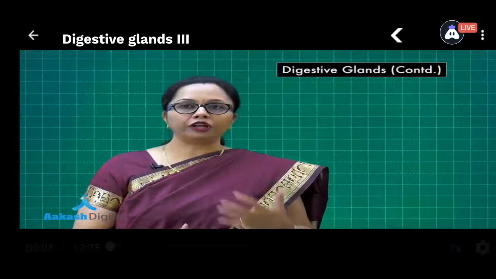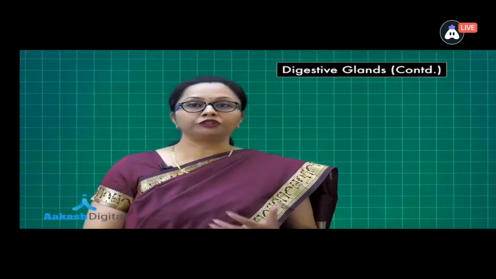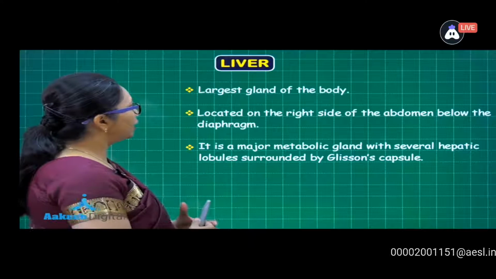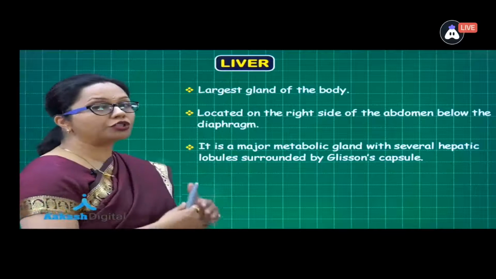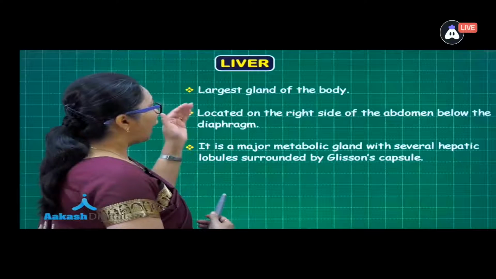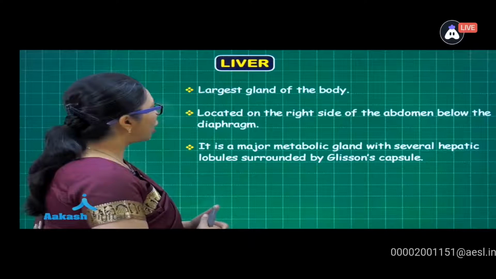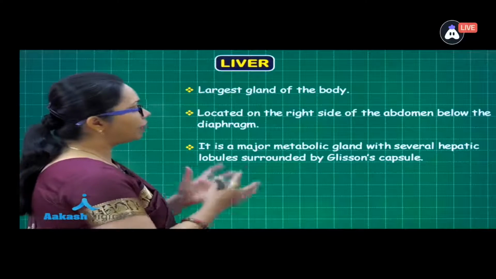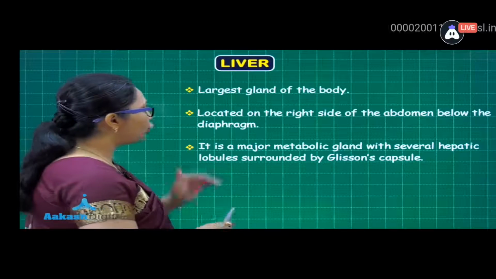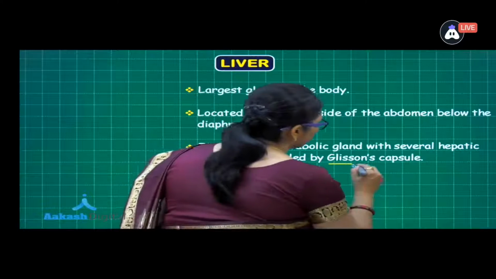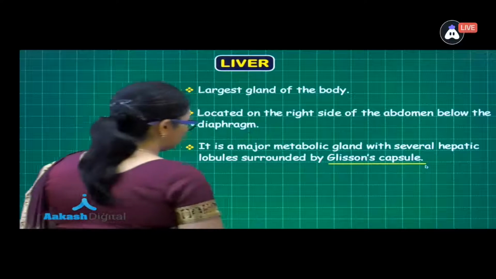Now taking up another very important gland associated with our digestive system, and that is liver. Now liver, as we know, is the largest gland of the body, but it should not be confused with the largest organ. Largest organ is considered to be skin. It is located on the right side of the abdomen just below the diaphragm, and the liver has a number of smaller structures called lobules, and these lobules are surrounded by a connective tissue sheath called Glisson's capsule.